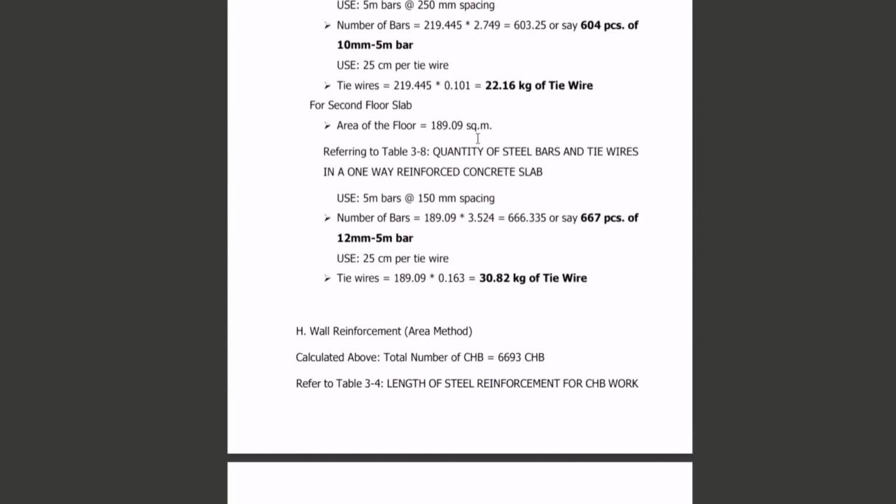Sa second floor slab naman, ganun din ang gagawin. Meron tayong area na 189.09 square meters. Tapos, ito yung spacing niya dito. So, makakakuha tayo dito ng constant. Ito yung constant niya, 3.524. So, multiply natin sa area, which is makakuha tayo ng 666.35 or sabihin natin 667 pieces of 12 mm 5 meter bars.